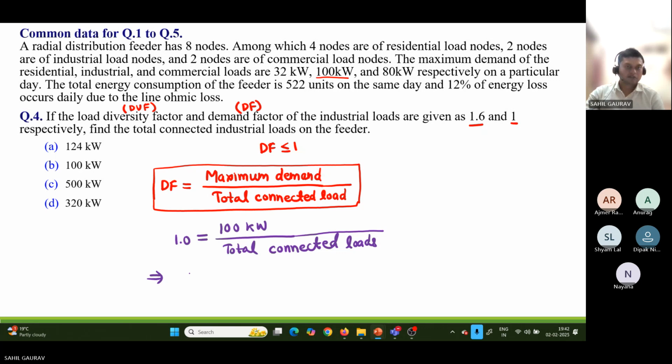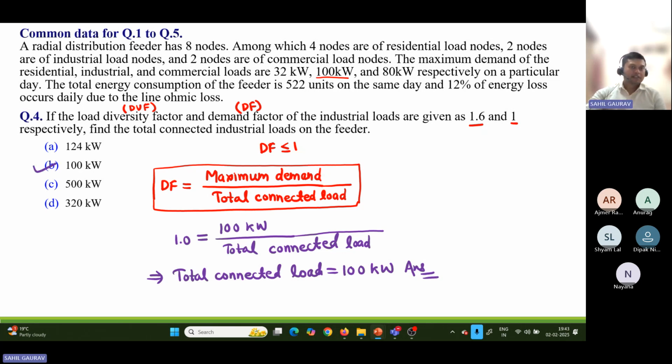Therefore, total connected load is 100 kilowatt. So B is the correct answer. It is very simple. There is no use of this diversity factor. We have to go from the positive because they're asking about the total connected industrial load. So we will just directly use the demand factor.